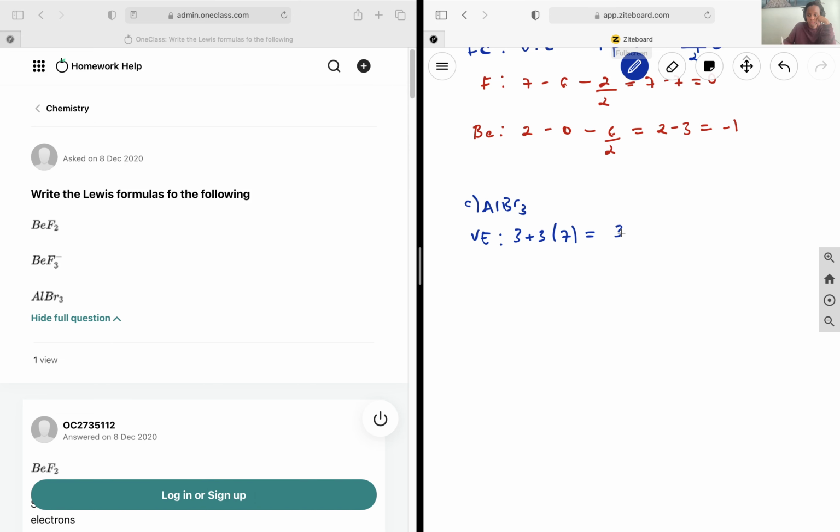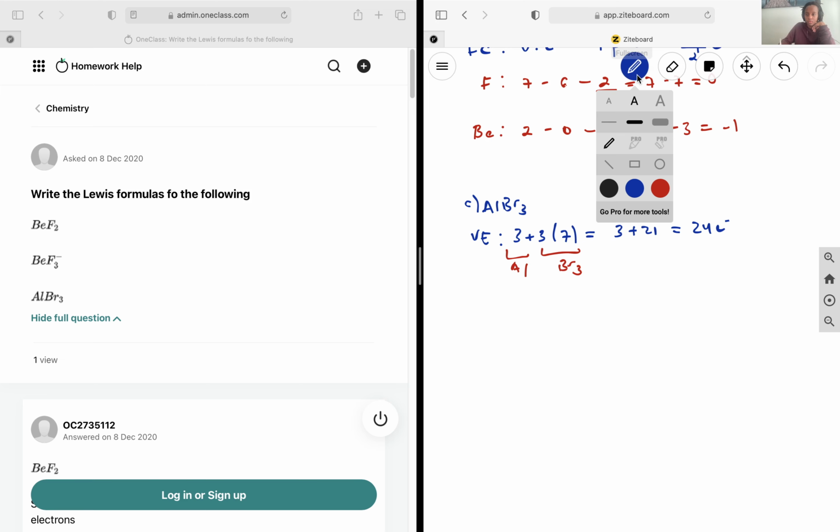And so that's going to give us 3 plus 21 again. And that's going to give us 24 electrons to manage. We can go ahead and just label them. So this is caused by the aluminum. This is caused by the 3 bromines. And so let's start with our skeleton structure.